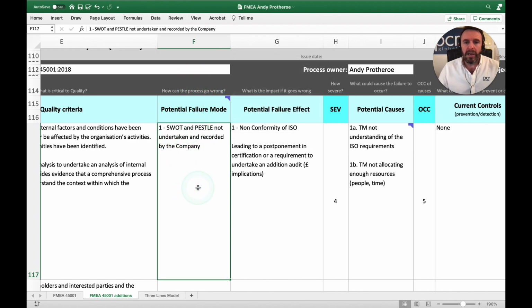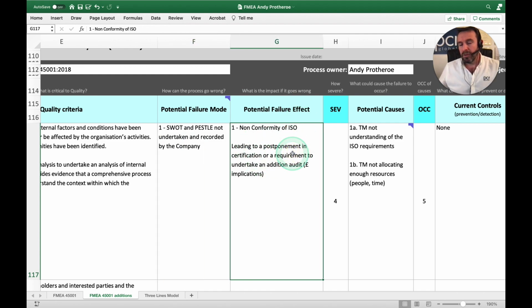So a SWOT and PEST analysis is not undertaken and recorded by the company. So if I'm now coming in as an auditor, it doesn't say in the standard I want to see a SWOT and I want to see a PEST analysis. But if you do have one and you can evidence that you've been through that process, then you're going to have far more potential of identifying and addressing the risks that you've got, and far more potential of passing that ISO audit, which is what we're trying to do here. What is the impact? So that's the output of the failure. Non-conformity of ISO, okay, I've put in there, and then I've put leading to a postponement in certification or a requirement to undertake an additional audit, I should have said.